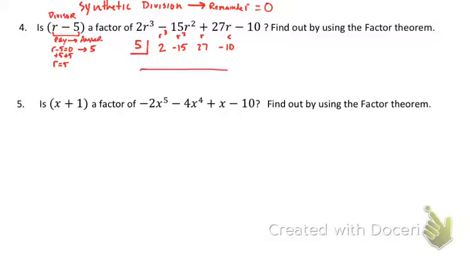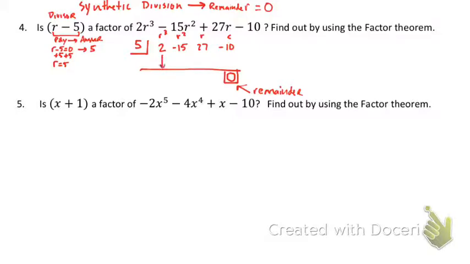Remember, our goal to check if this is a true factor is we want a 0 here. Remember, this is how I check my remainder. If it's 0, it's a factor. So keep that in mind. I'm just going to leave the 0 there. That's what we want. And we can go from there.